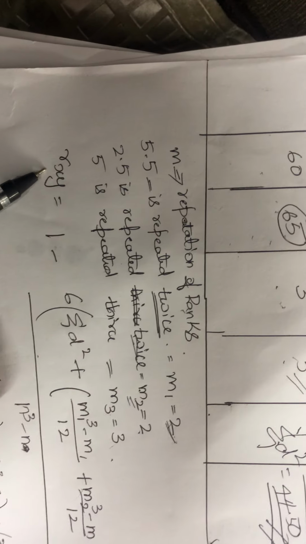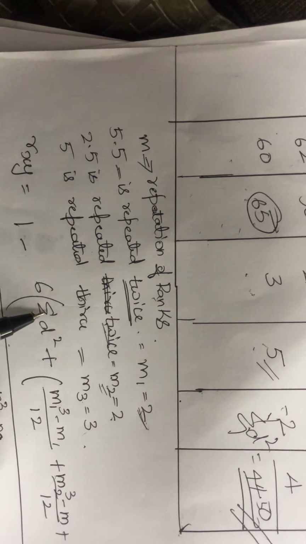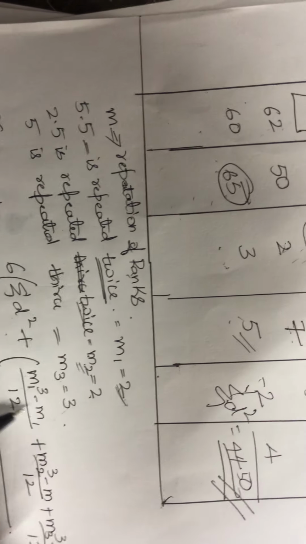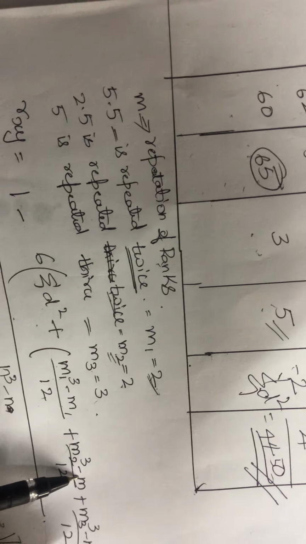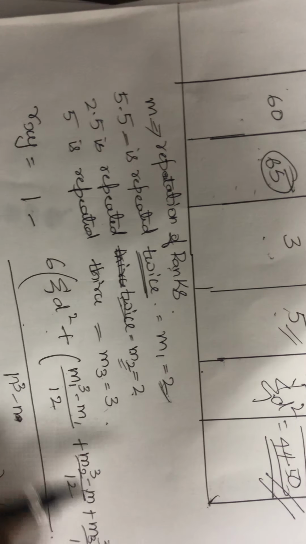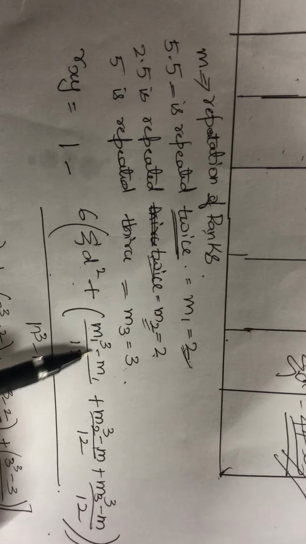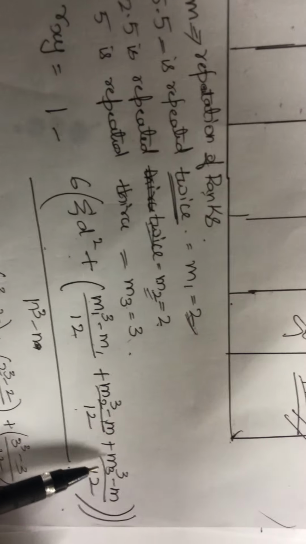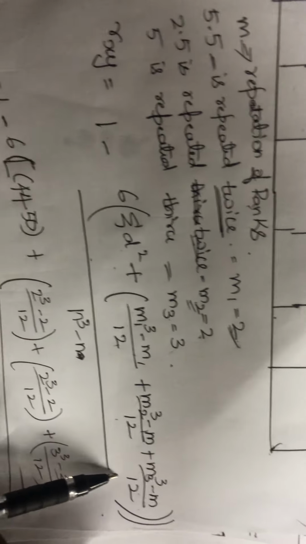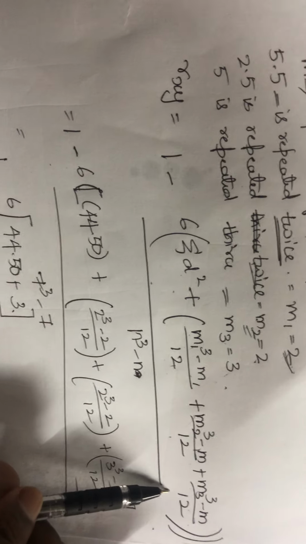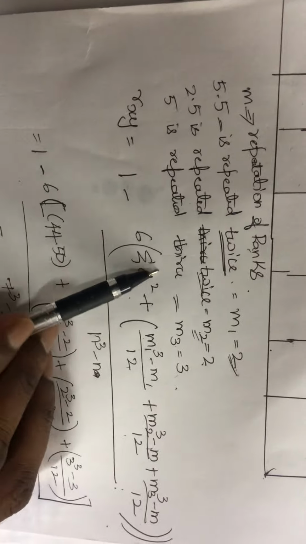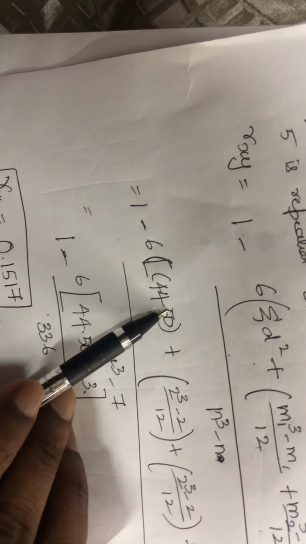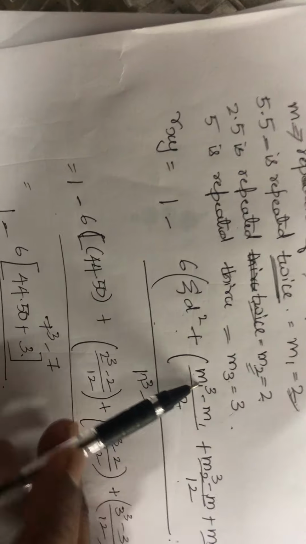Now let me calculate Rxy. Rxy is 1 minus 6 times summation d square plus M1 cube minus M1 by 12. Same thing, in place of 1 I am writing 2, in place of 2 I am writing 3. So M1 cube minus M1 by 12, M2 cube minus M2 by 12, M3 cube minus M3 by 12. Similarly, if I do that, 1 minus 6 times d square total, which is 44.5, I have written 44.5 plus M1. What is your M1 value?